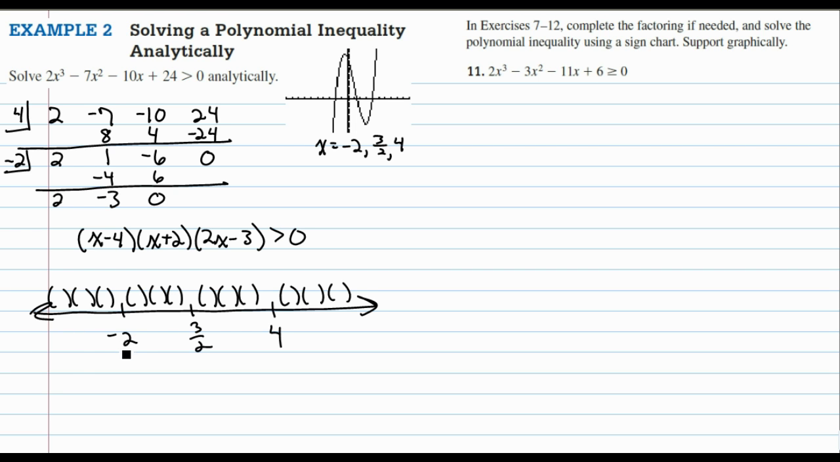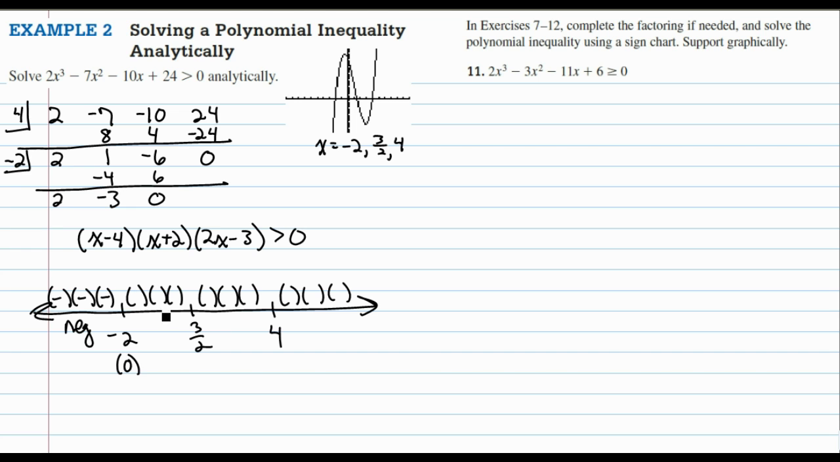So I'm going to pick any number left of -2, so -1,000 maybe, and plug it into each one of those to determine whether they are positive or negative. So that would be negative. My number plus 2 would also be negative, and twice my number minus 3 would also be negative. A negative times a negative is a positive, times another negative is a negative. Now if I plug in -2 to this whole polynomial, the polynomial would equal 0, so I'm going to put a little 0 below the -2.